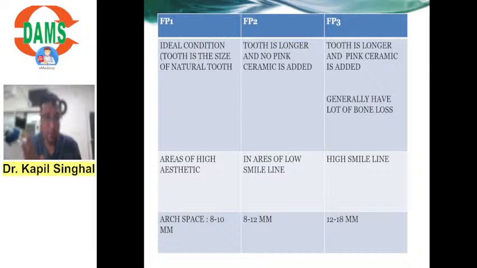These are very, very important points and can be asked in MCQ. They can specifically ask you for FP1 how much space is required. For FP2 it is 8 to 12, and for FP3 it is 12 to 18. Please remember it.